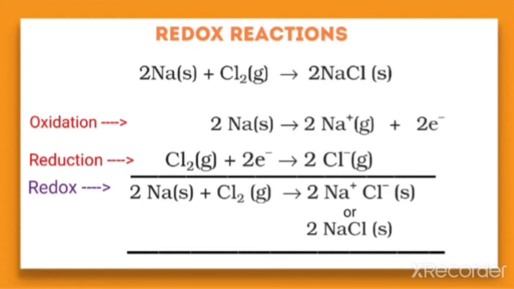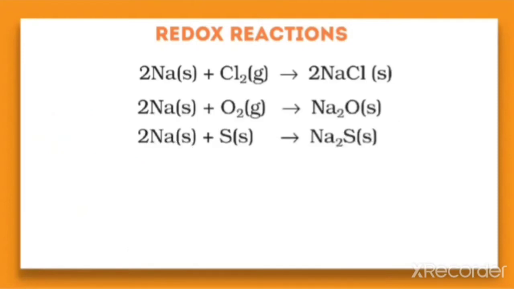In the same way, you need to split the other two equations, as I already started with this equation. This equation we have split into two. Similarly, you can try the other two also, this and this, in the same way. Split each into two equations, an oxidation reaction and a reduction reaction, which are called half reactions. And when you take the sum of these, you will get this. So both these two examples you try by yourself.